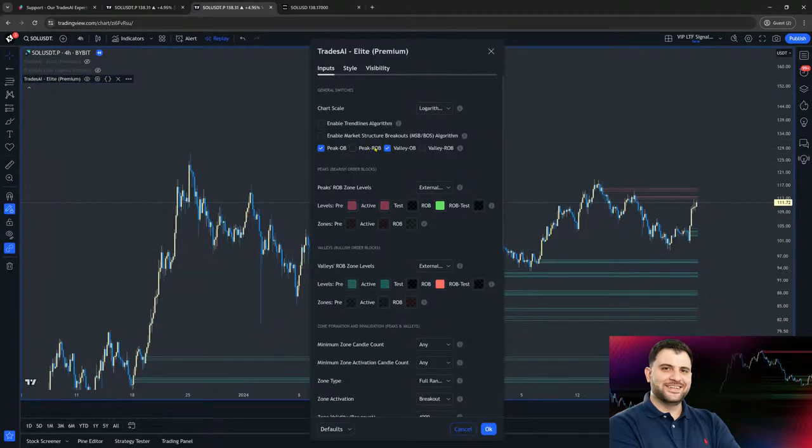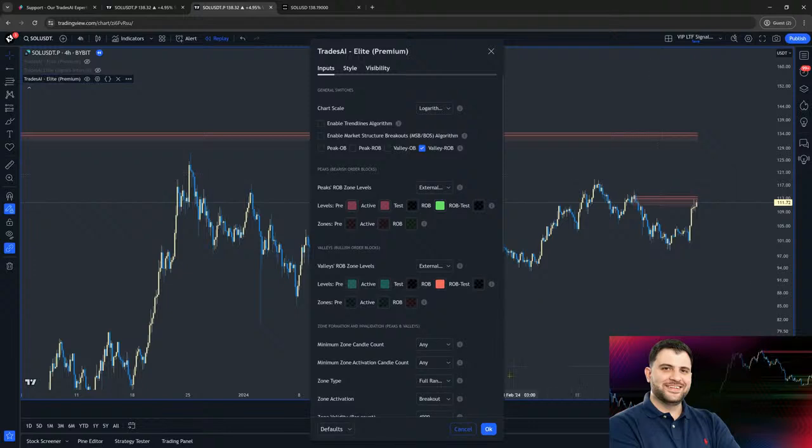Now, ROBs are failed OBs. Let's keep it simple this way, which means it's an OB that didn't eventually get that reaction. So instead of a green OB, for example, or a red OB that was supposed to catch price and go down, it went up and closed beyond it, so it turns from red to green. It turns from a red peak OB into a green peak ROB. That's in simple terms what ROBs are.